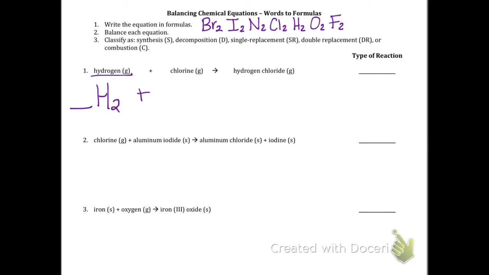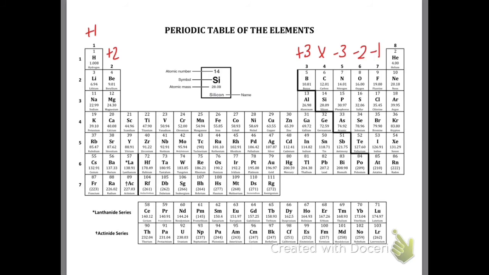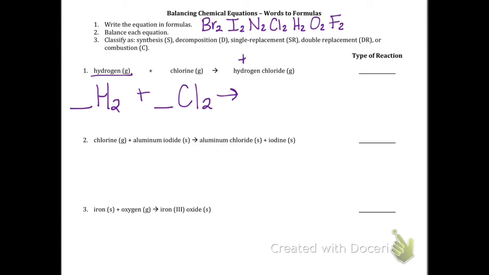Then you're going to put a plus and draw another line. Chlorine is also a special one because it's also part of Brinkelhoff. It needs to have a little 2 here. Arrow. And now hydrogen chloride. Here's a compound. So if we look at our periodic table, hydrogen +1, chlorine -1. So if I have a +1 and a -1, how many of each do I need? I just need 1 of each, like this.